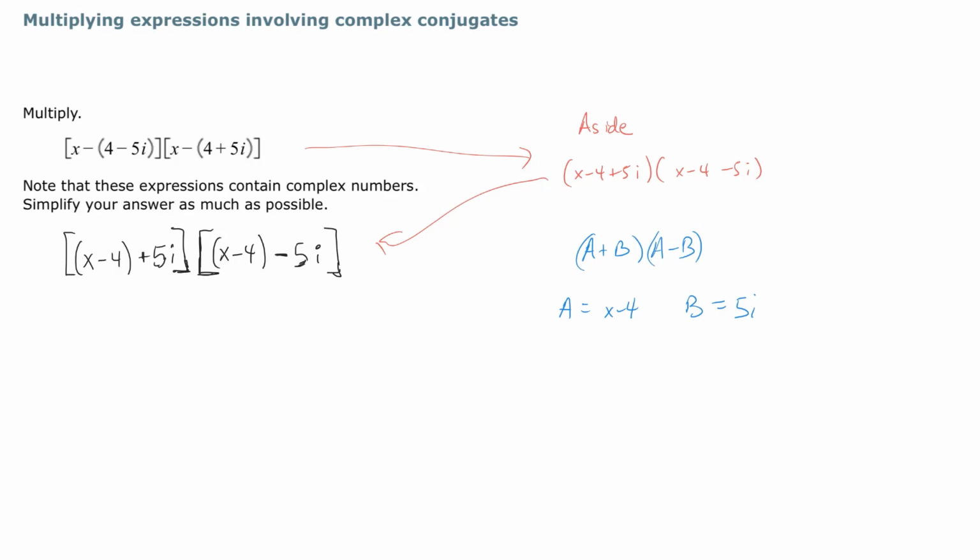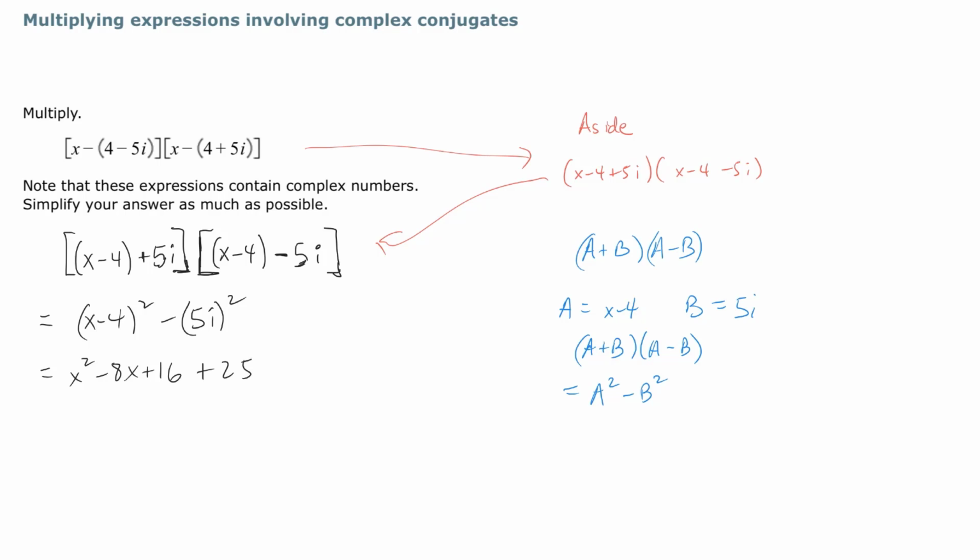And of course, what do we know about the difference of two squares? A plus b times a minus b yields a squared minus b squared. And we could do this rather quickly. So this is x minus 4 quantity squared minus 5i squared. This is x squared minus 8x plus 16, and then that is plus 25. And remember, i squared is equal to negative 1.